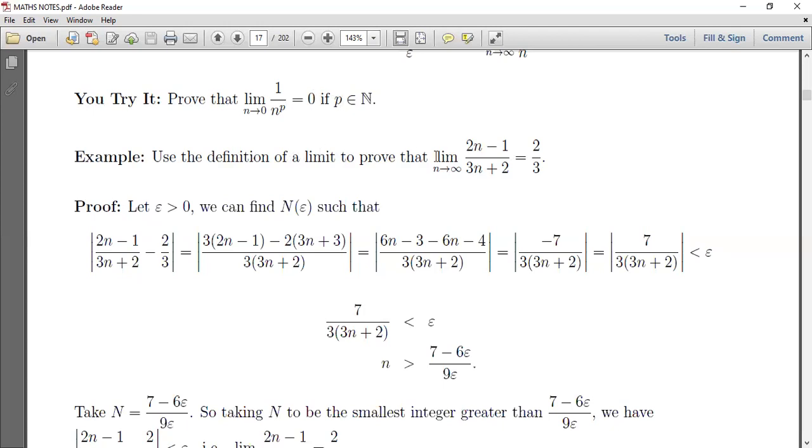Use the definition of a limit to prove that this is equal to this one. So I will go through this one, and then you will try to figure out how to do the other one. You try on your own. We are using the same method as the method that I explained above.